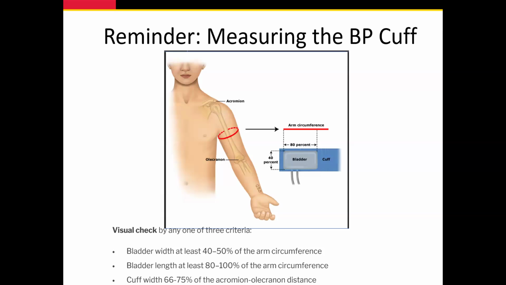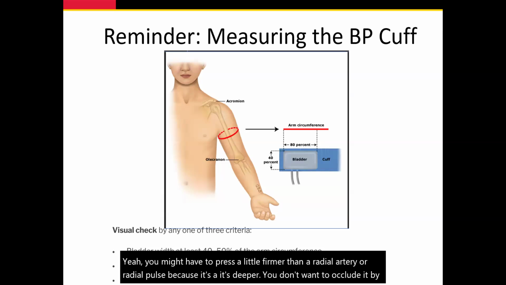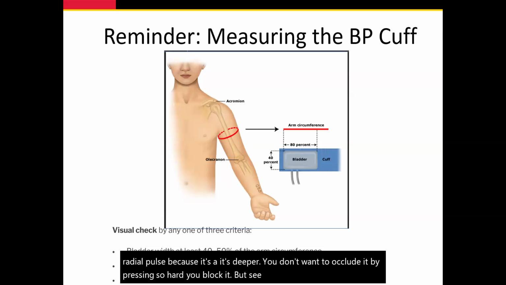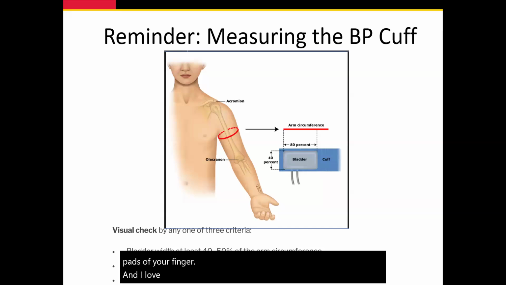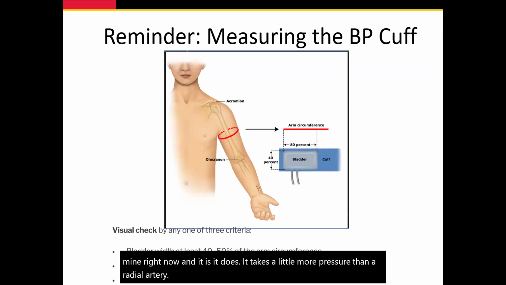You might have to press a little firmer than a radial pulse because it's deeper. You don't want to occlude it by pressing so hard you block it, but try Dr. Belay's tip and also pressing a little firmer. Try to use three fingers, the pads of your fingers. If you want to mark yourself, I saw that, that's a wonderful technique, student. I'm feeling mine right now, and it takes a little more pressure than a radial artery. It should feel like a heartbeat, just like when we practice counting a radial pulse. That's exactly how it should feel. And like Dr. Schaefer was saying, sometimes it can be a deeper artery, so you might have to use a little bit more pressure in order to feel it.